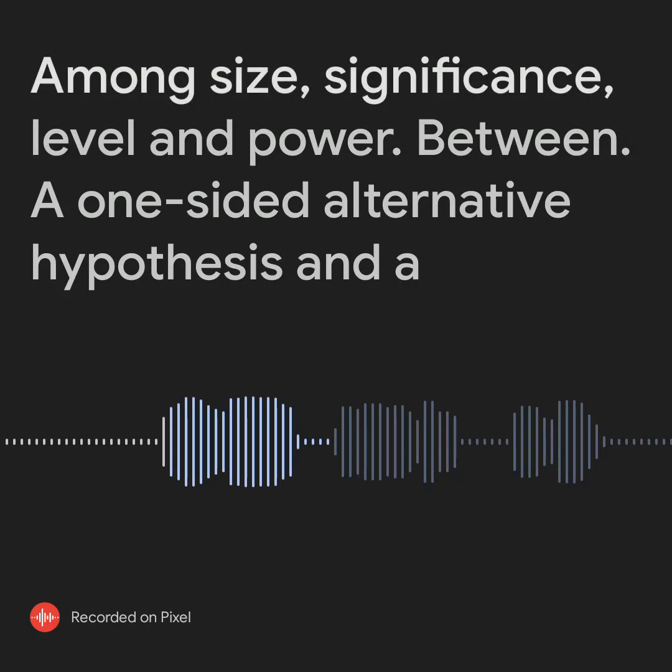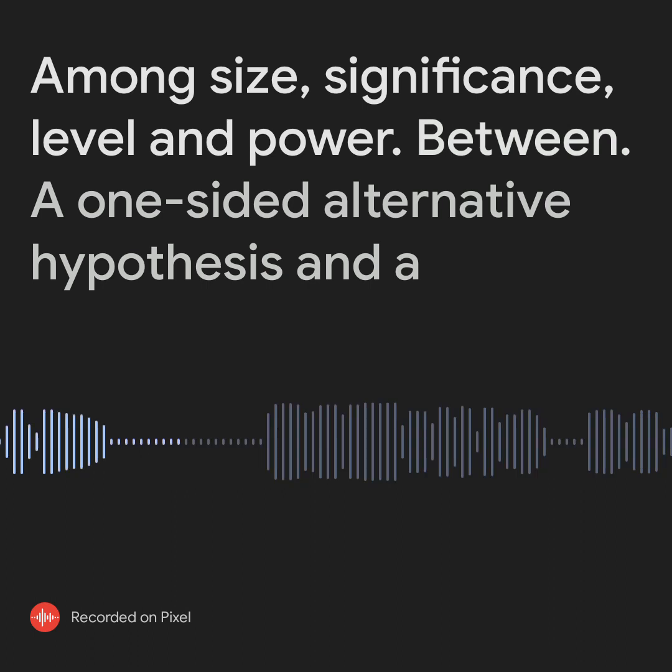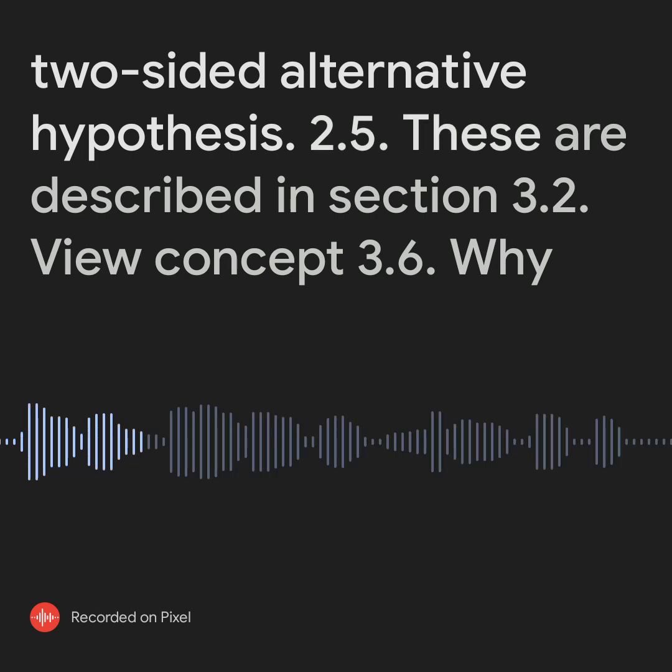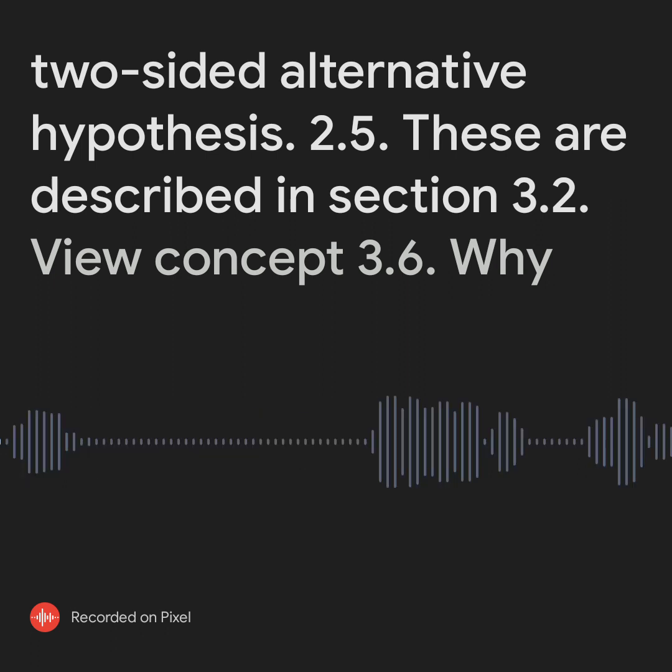among size, significance level, and power between a one-sided alternative hypothesis and a two-sided alternative hypothesis. 3.5. These are described in section 3.2.